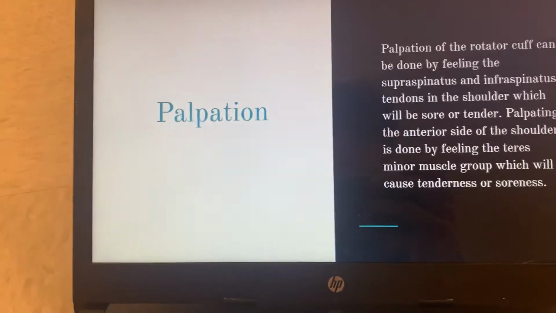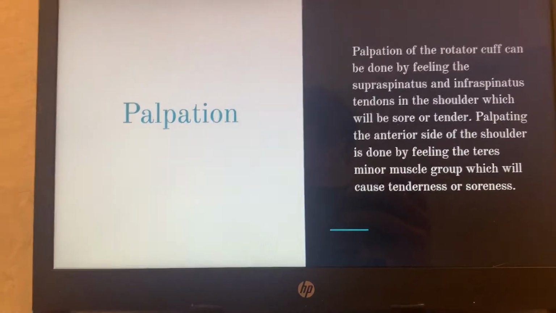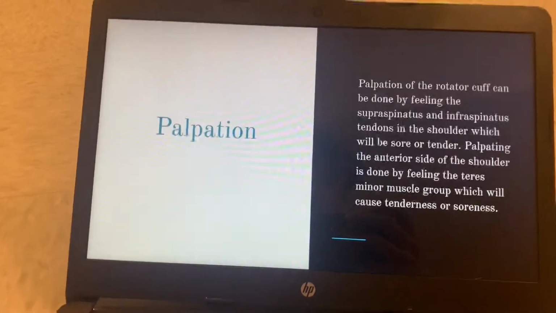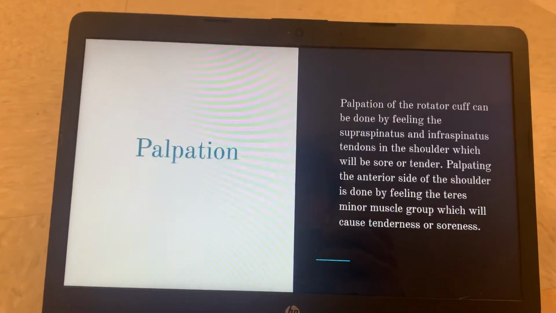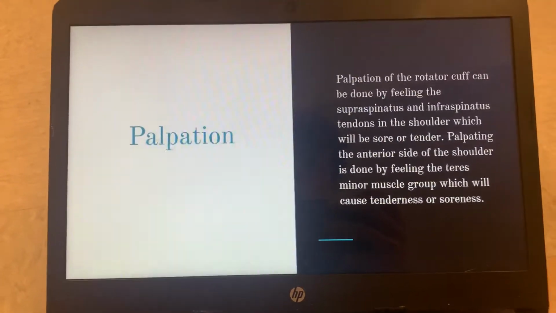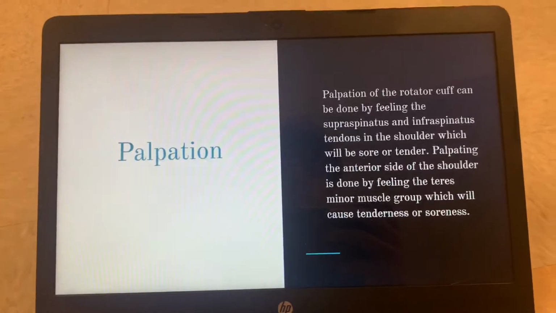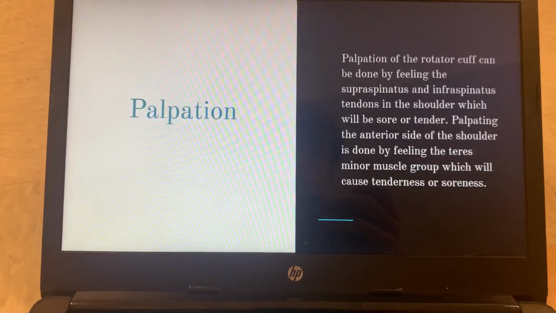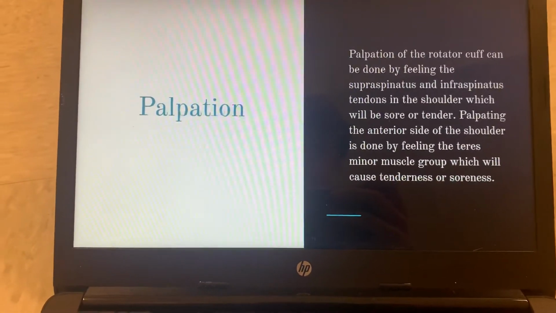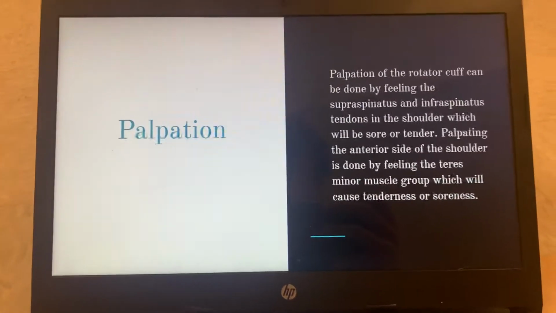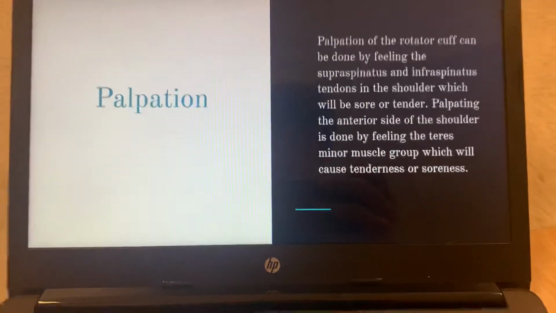For the palpation of a shoulder strain or a rotator cuff strain, the palpation of a rotator cuff can be done by feeling the supraspinatus and the infraspinatus tendons in the shoulder, which will be sore or tender if it indicates any abnormalities in the shoulder. Palpating the anterior side of the shoulder is done by feeling the teres minor muscle group, which will cause tenderness or soreness as well in the shoulder if there's any other abnormalities.